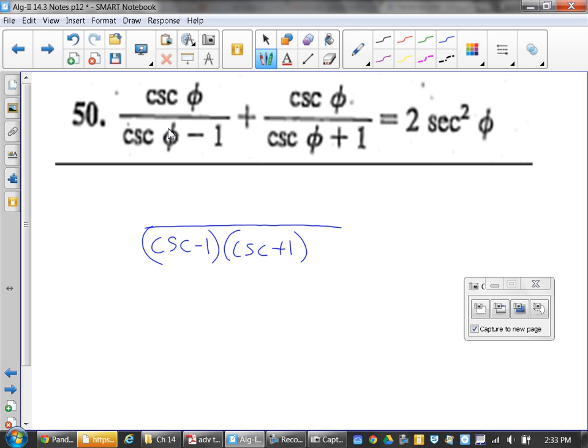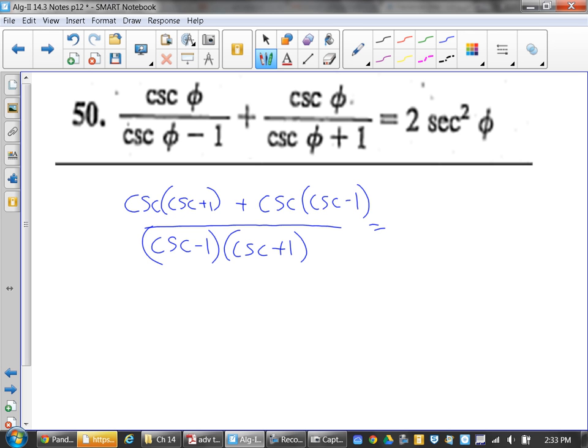So the fraction on the left needs a cosecant plus 1. The fraction on the right needs the cosecant minus 1. We okay with that? Now, in the numerator, you wind up with cosecant squared plus cosecant squared minus cosecant. So it's 2 cosecant squared. You okay on that? Those drop, right?